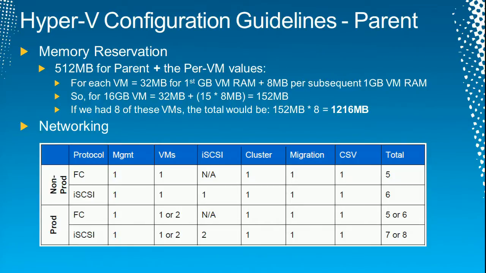So the cost for a 16 gigabyte virtual machine would be 32 meg plus 15 times 8, which accounts for the remaining 15 gigabytes times 8. So that means for that particular VM, the overhead on the host would be 152 megabytes. So not a huge amount. If we had 8 of these 16 gig VMs running on a single host, the overhead would be just over a gigabyte. So not huge.